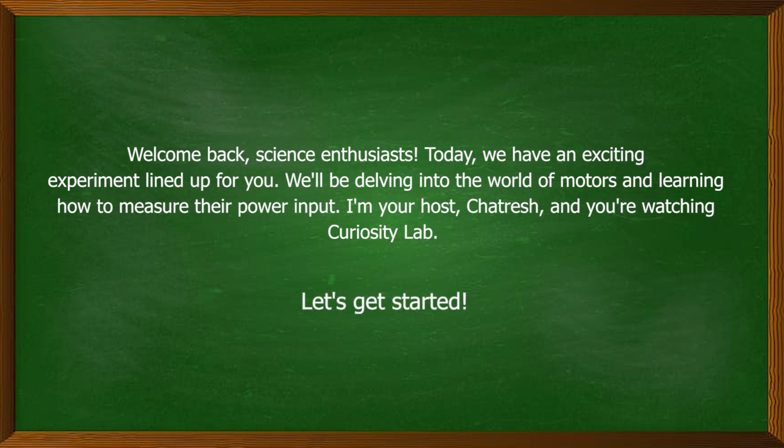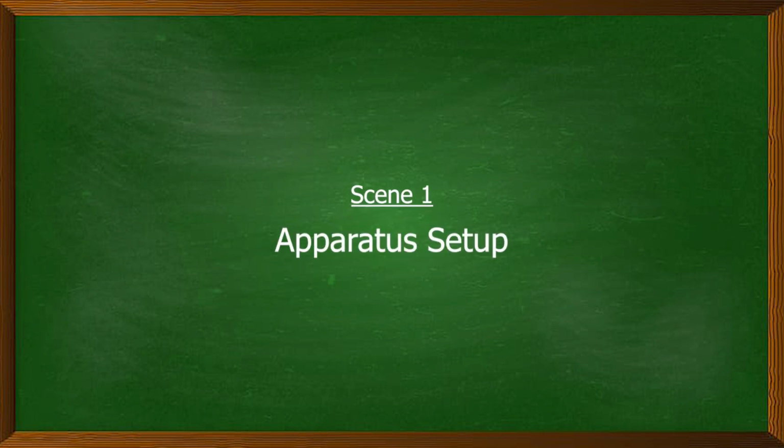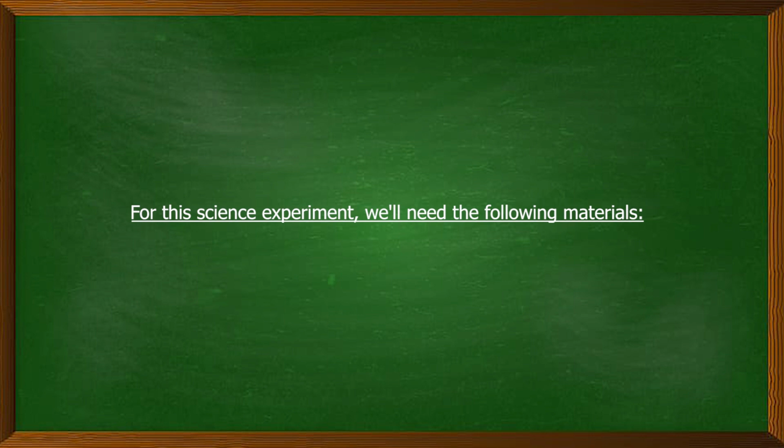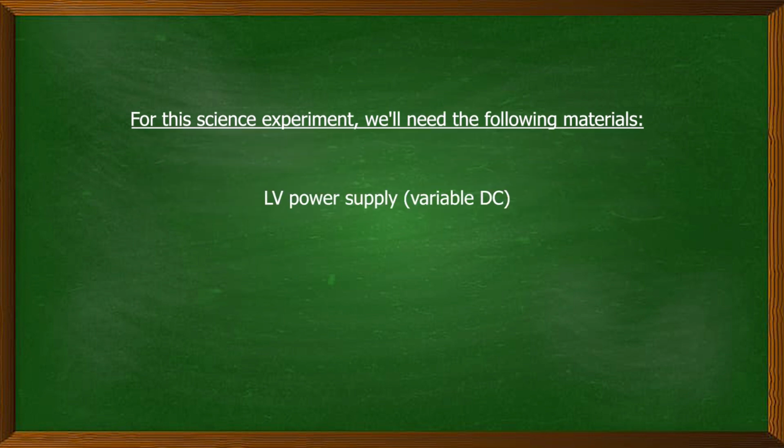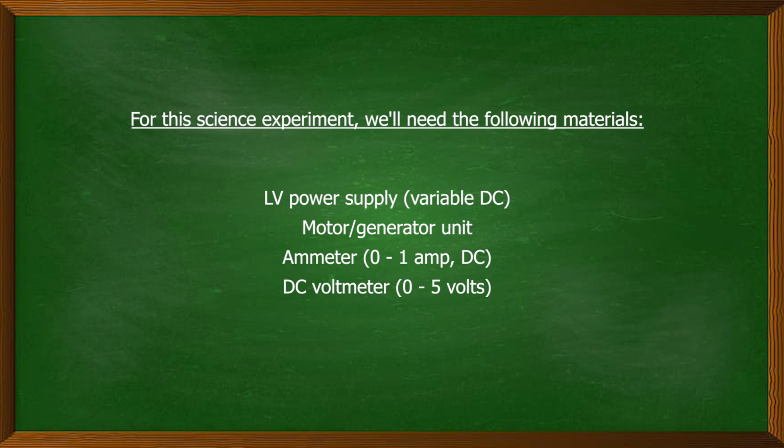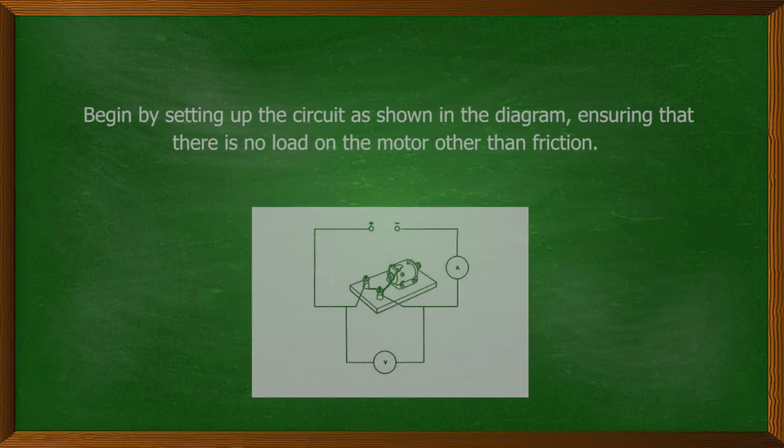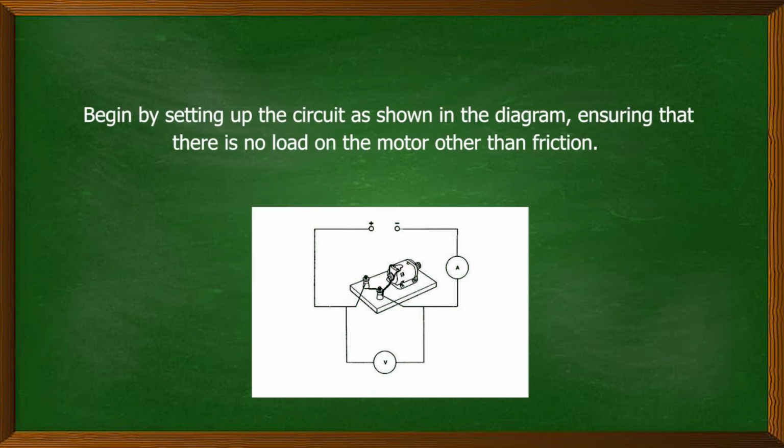Let's get started. Scene 1. Apparatus Setup. For this science experiment, we'll need the following materials. LV power supply, variable DC. Motor generator unit. Ammeter 0 to 1 amp DC. DC voltmeter 0 to 5 volts. Begin by setting up the circuit as shown in the diagram, ensuring that there is no load on the motor other than friction.